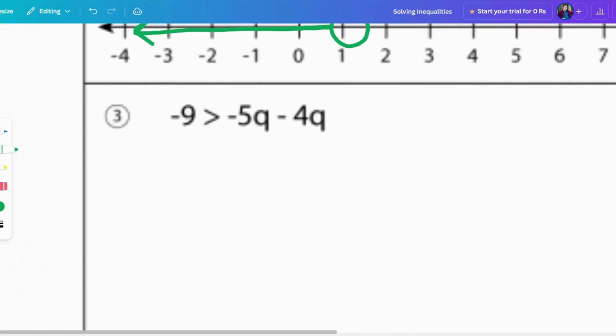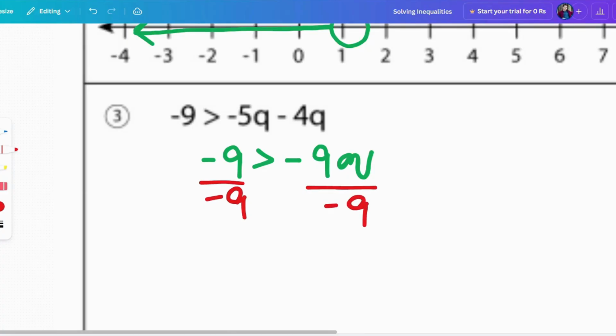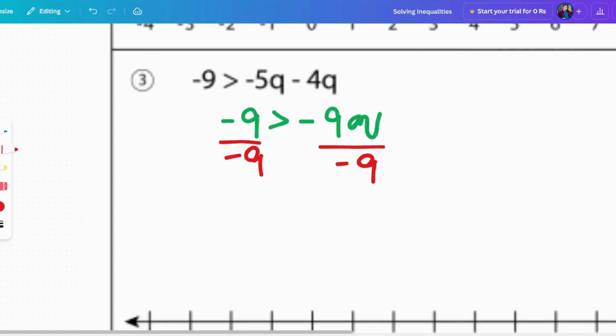For question number 3, we have minus 9 that is greater than minus 5q minus 4q. That's equivalent to minus 9q. For this one, again, I will divide both sides by negative 9. So minus 9 divided by minus 9 on this side. If I divide both sides by a negative number, the inequality is going to be reversed. So 1 is going to be like this. Okay, the inequality is reversed.